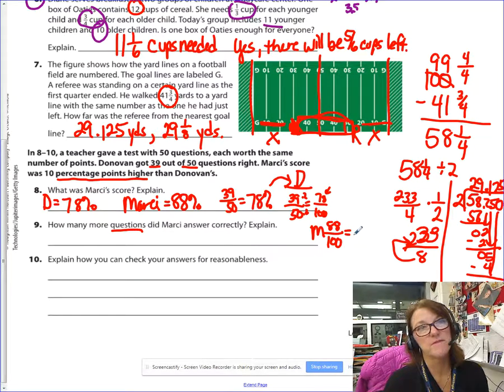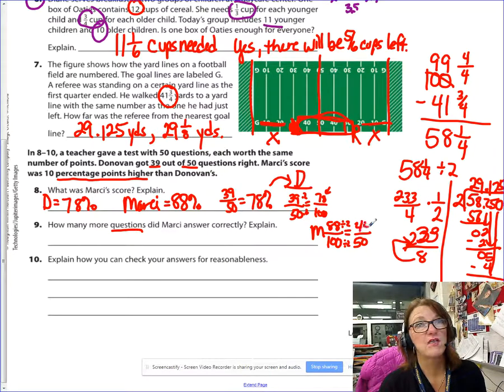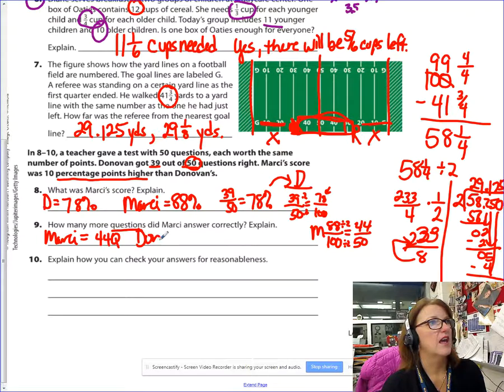In simplest form, turn this into simplest form. Well, I shouldn't say simplest form. Let's just get it this far. Get it to a denominator of 50. And I'm doing that because the test had 50 questions. If I do this, Marcy got 44 out of 50 questions correct. It said there were 50 questions. Okay, so Marcy got 44 questions correct, and Donovan had 39 questions correct. So now if I subtract these two, Marcy got 5 more.